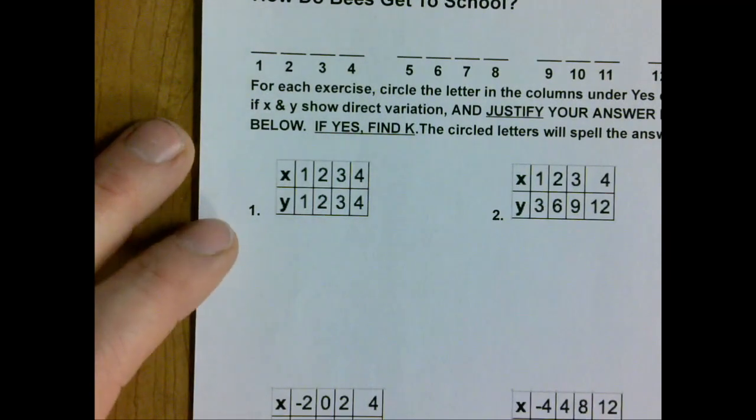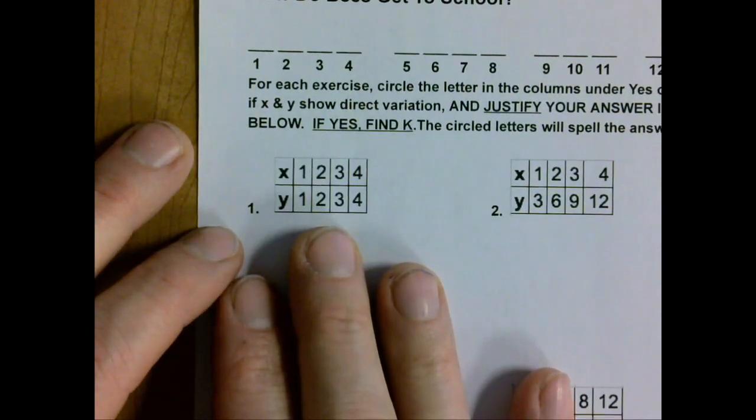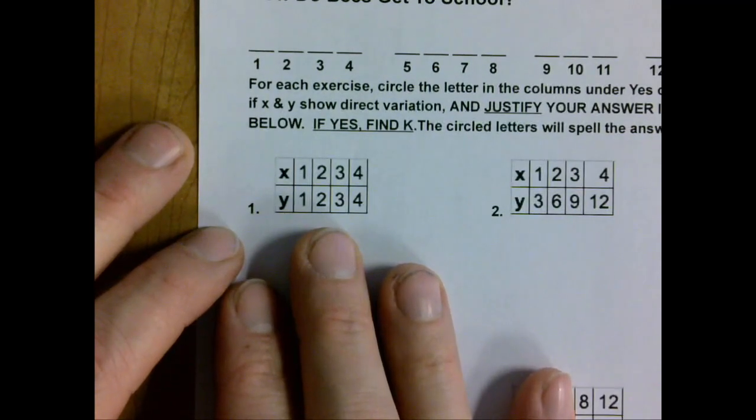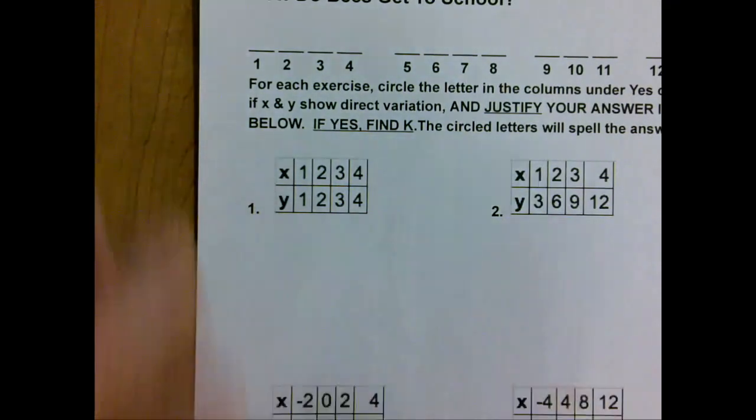So again, rule number 1, don't shout out the answer when you know it. Rule number 2, need to see the work, because today, again, justify our answer and find K are the big things. So when it says, according to the table, or if they ask you, do X and Y show a direct variation? Please join me on number 1.